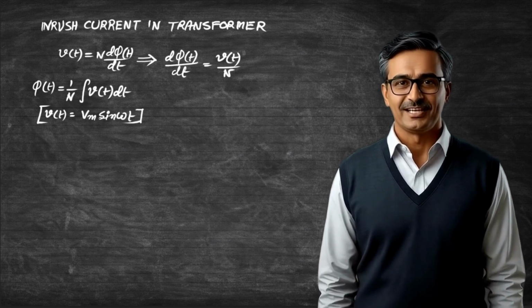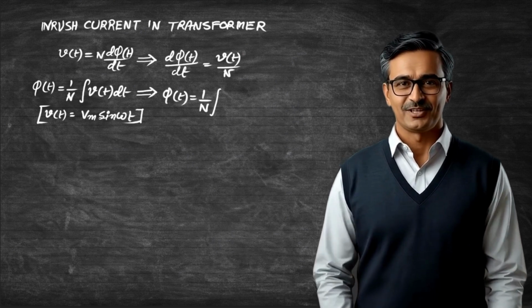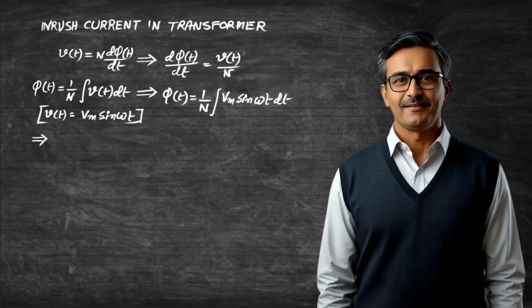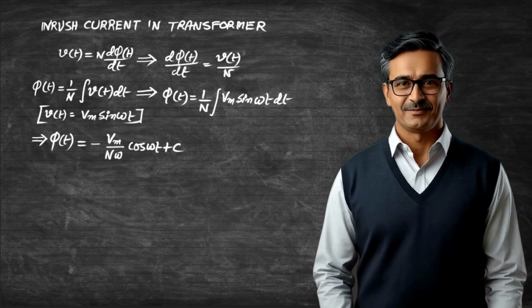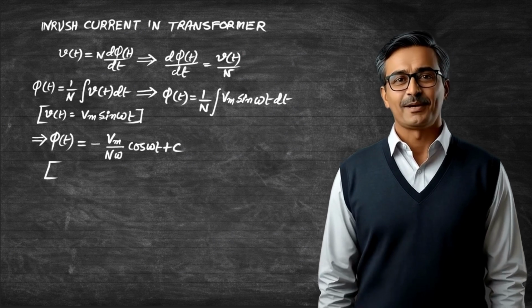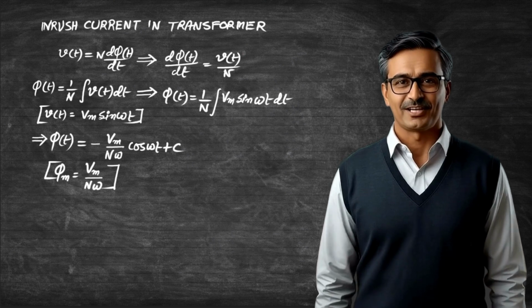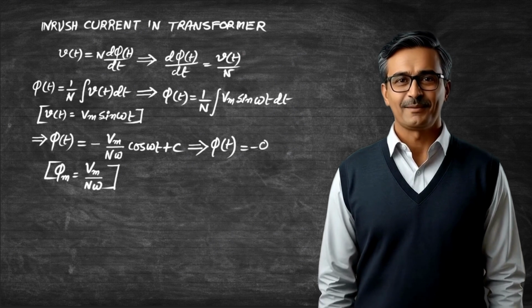Substituting this voltage equation into the flux equation, we get φ(t) = (1/N) ∫Vm sin ωt dt. After integration, we obtain φ(t) = −(Vm/Nω) cos ωt + c, where c is the constant of integration. From this expression, it is clear that the amplitude of the flux is Vm/Nω. Let this amplitude be φm. Therefore, the equation can be written as φ(t) = −φm cos ωt + c.